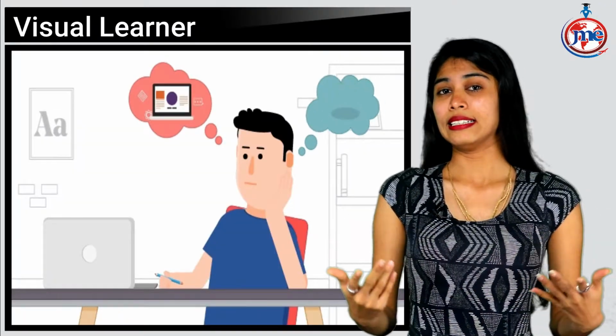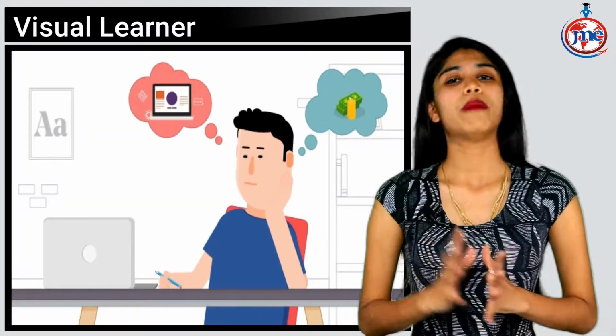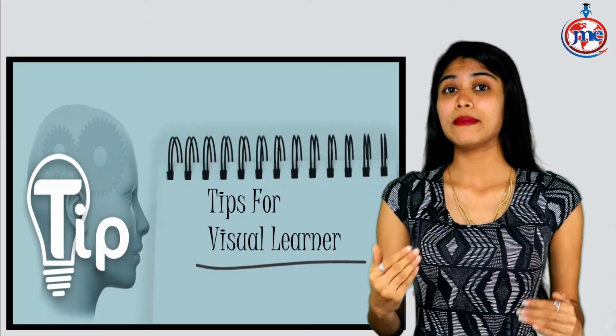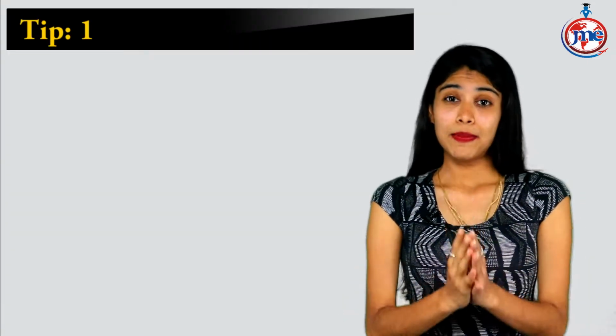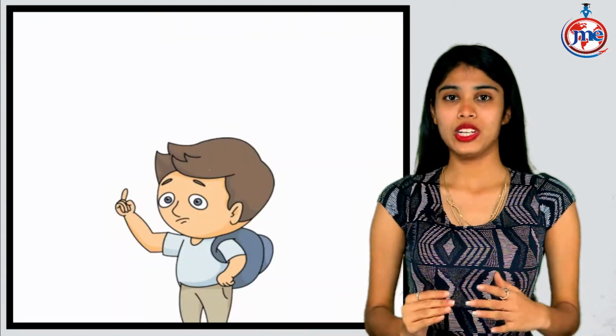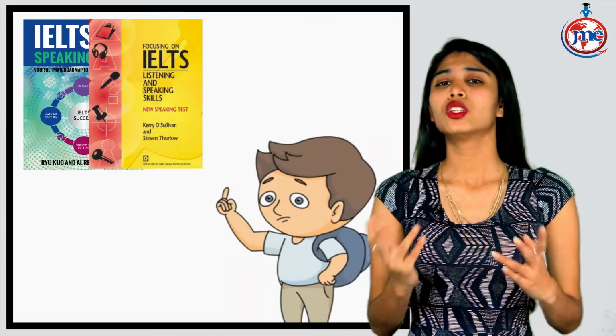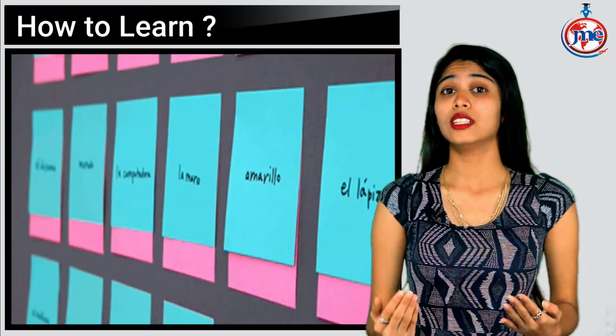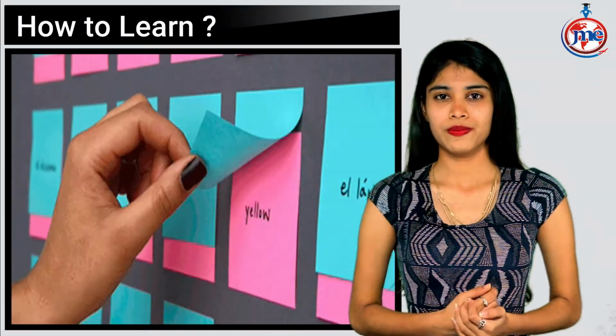So now, let's say I am a visual learner, so I am seeing and remembering. First of all, I am going to give some tips for a visual learner. Tip number 1 is posters and sticky notes. Now you all will ask how to learn through posters and sticky notes. Students, don't worry, I am going to explain how.